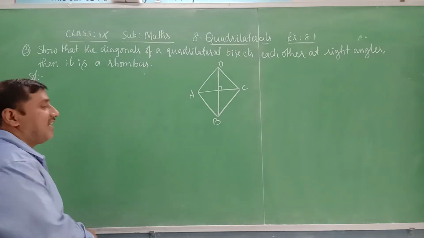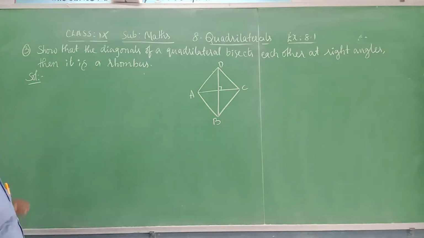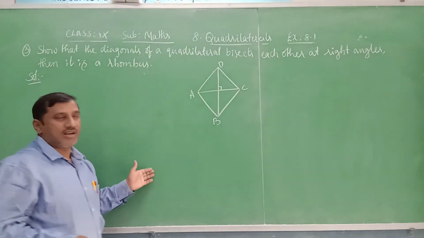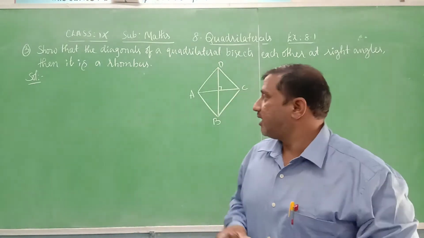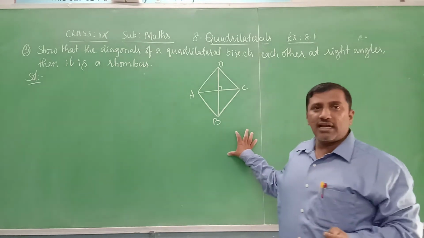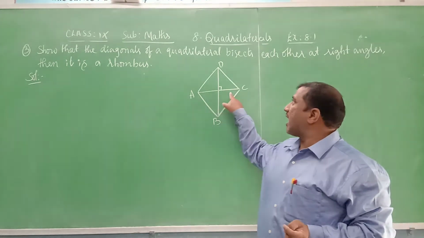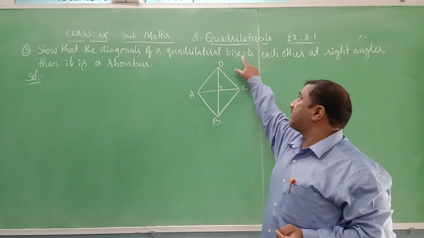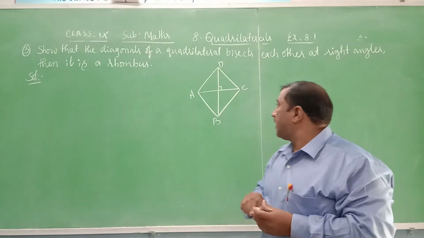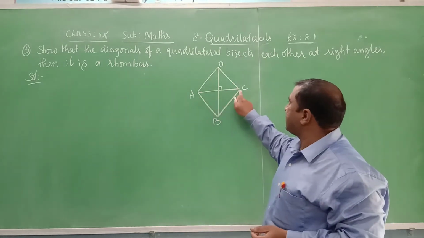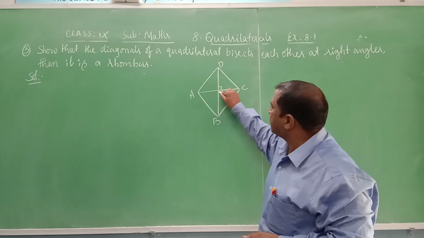Now we will discuss the third question. Show that the diagonals of a quadrilateral bisect each other at right angles. So you are given a quadrilateral in which the two diagonals bisect each other. Bisecting means dividing into two equal parts. That is, the diagonal AC is divided into two parts. Let them intersect at O.